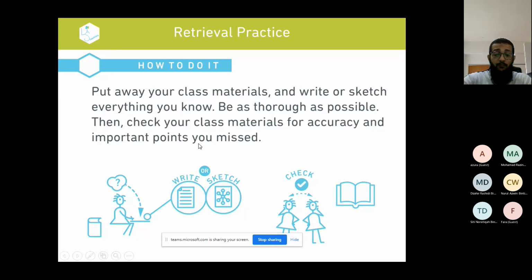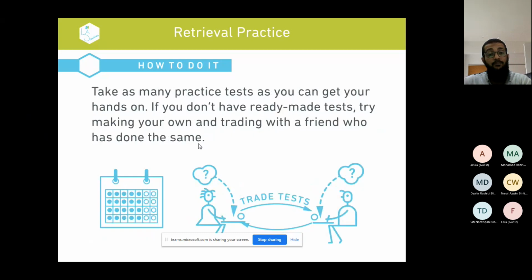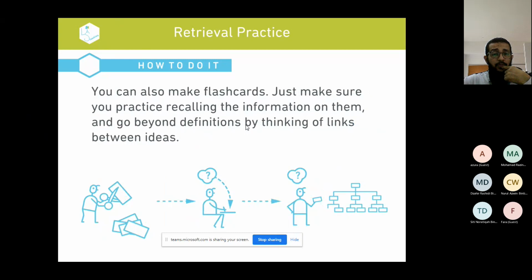And of course, if you have the help of somebody else, like your roommate, your friend or a relative, you can ask them to ask you something and correct you if you are wrong, or fill the gaps if you are missing something. So take as many practice tests as you can. If you have practice tests, you can take as many as possible, or you can make up tests and exchange them with a friend. If you don't have ready-made tests, try making your own. You just make up your own tests and maybe trade them with a friend who has done the same. This is just to increase the number of questions you practice the material with. You can also make flashcards.